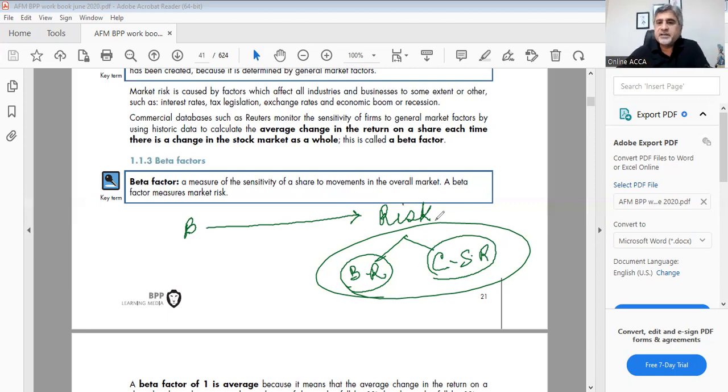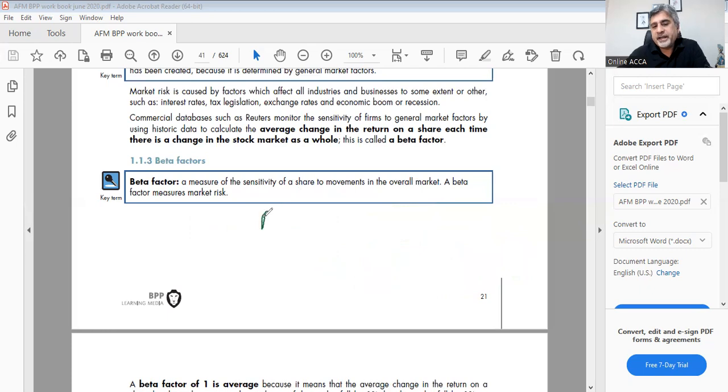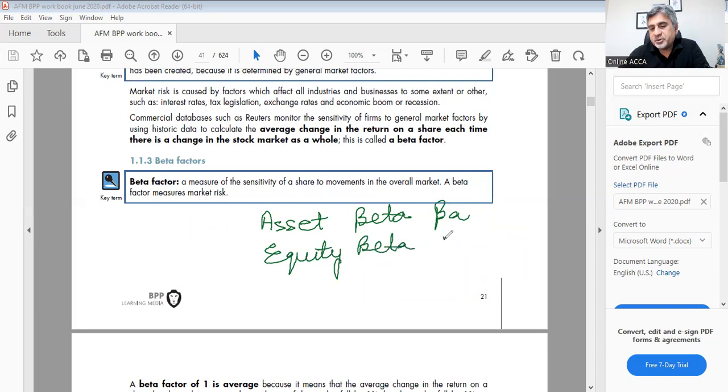Anyways, remember, there are two types of beta. We call it asset beta, which is called BA. And we call it equity beta. We learned this concept in FM as well. I'm just doing a quick revision because today we are meeting for the first time, so I don't want to go very fast. I'm just trying to make a bridge between FM and AFM. Okay. So there are two types of betas, asset beta, BA, and equity beta, BE.